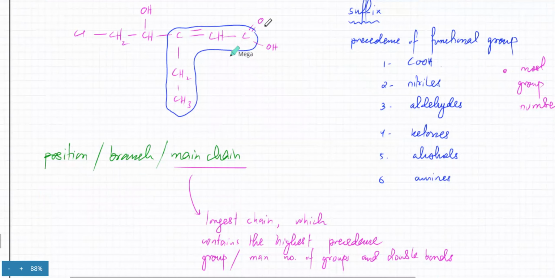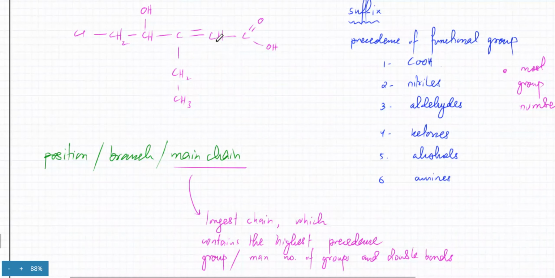It has the highest precedence group. Carboxylic acid, we decided that was the highest. But it doesn't have the maximum number of groups attached to it. The OH is not attached to the main chain. Exactly. Even the Cl is not attached to the main chain. So it's not a good option, TK, to select this one. So I'm going to stick to the previous one.